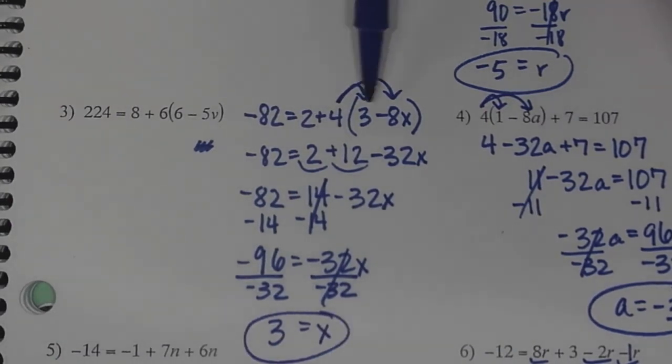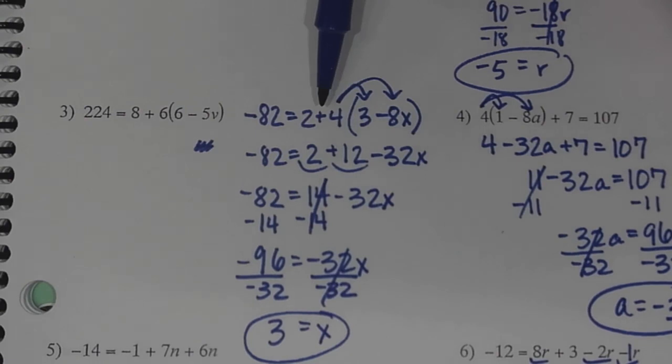So just be careful when you see problems like this, because it's really easy to want to go, hey, 2 plus 4 is 6, got it, and then go on. But you've got to save that addition for later.